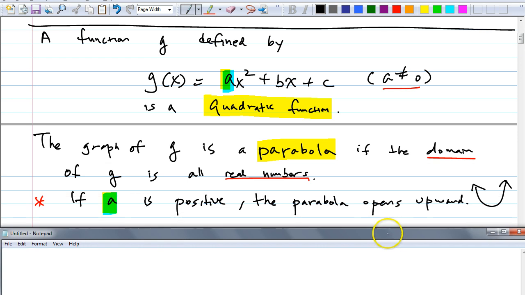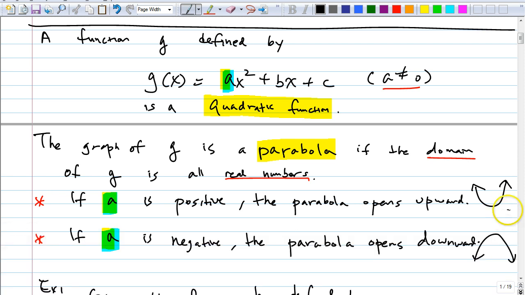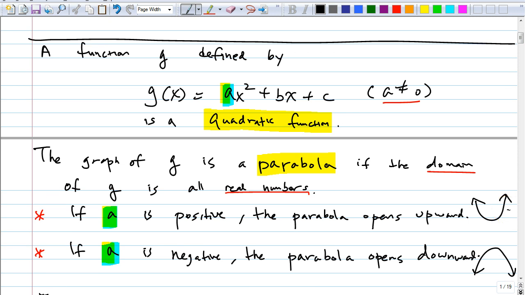So write this down. If A happens to be positive, the parabola would open upward, kind of like a smiley face. You could think about it that way. So kind of like a U, but we'll talk about what it really looks like. What about if A is negative? Anybody have any guess as to what it might look like? E-Ray? Yeah, it'll be upside down. You get a sad face. Think about positive, smile, and then negative, sad. So that's what you get.